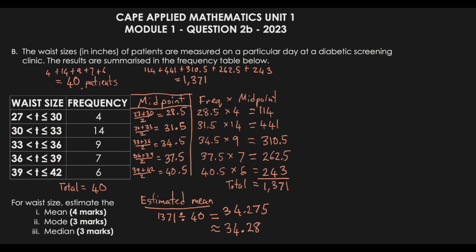And then we have our waist size, which is in inches. Therefore, this here would be in inches. So this here is an estimated mean. We are assuming that the mean would be close to this value here. All of this is for part I, the mean.